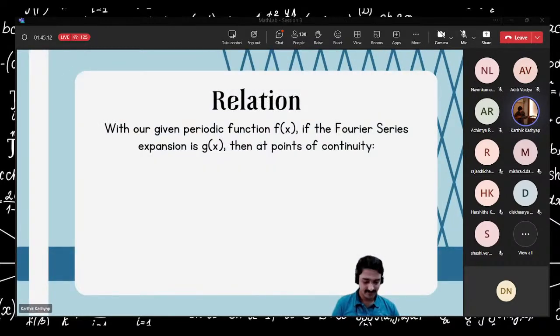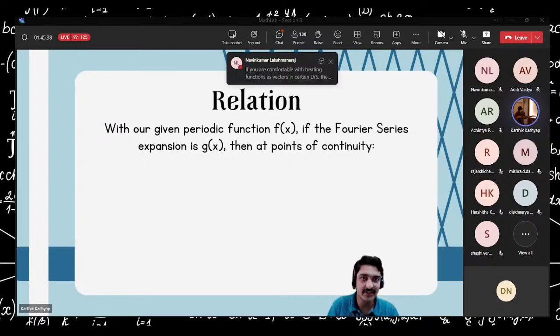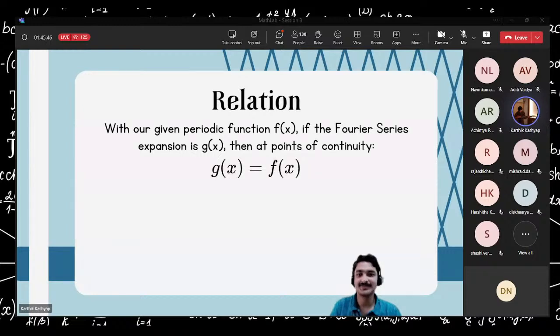Moving on. Now that we have found the Fourier series, how do we relate the original function and the Fourier series? Let's say our given function is f(x) and the Fourier series that we have found is g(x). Now the Fourier series is just a linear combination of sines and cosines. As sine and cos are both continuous for all domain, the Fourier series is also continuous at every point. But the given function needn't be continuous at every point. So how do we relate these at points of continuity and points of discontinuity? At points of continuity, we can just equate the values of the functions. f(x) is equal to g(x).